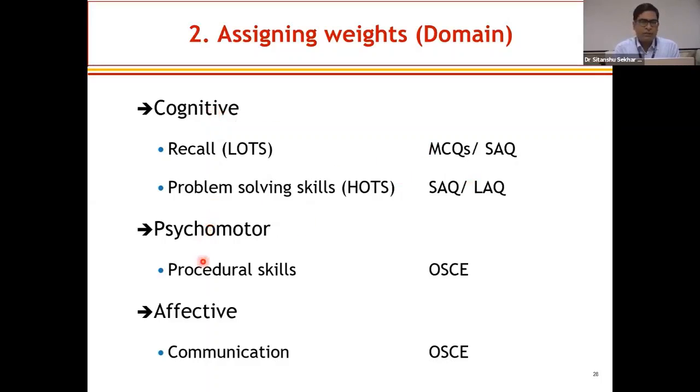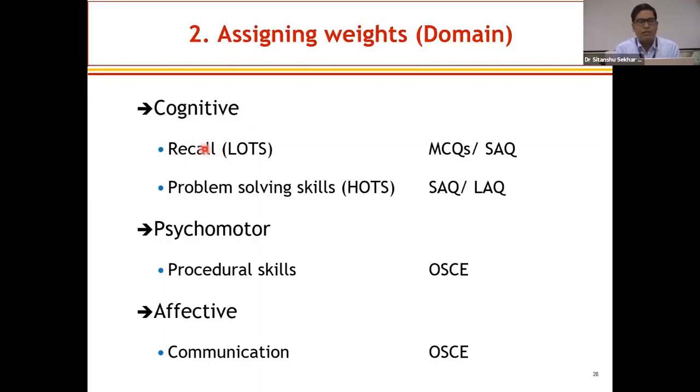As per the Miller's pyramid, cognitive comes under knows how, psychomotor is shows how, and affective also comes under shows how. So there are different tools available for assessing these. In the cognitive domain, if you look at Bloom's taxonomy of classification, there are various levels, starting from recall till creation. The simpler way of classifying it is lower order thinking and higher order thinking. Lower order thinking includes recall and understanding, and higher order thinking starts from analysis onwards. There are different schools of thought, but we'll stick to that.